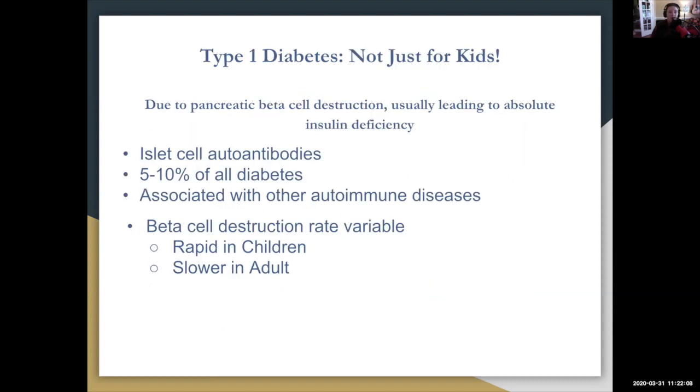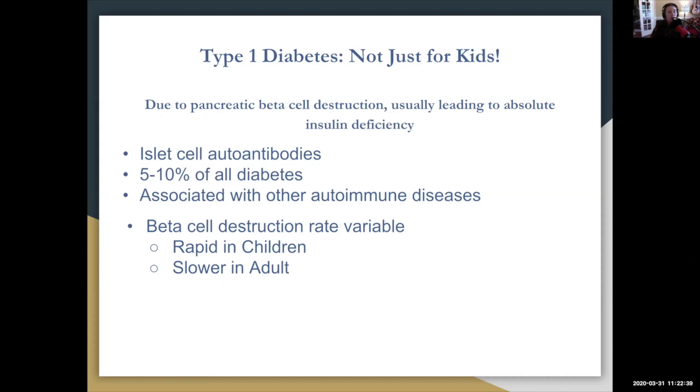All right, now type 1 diabetes. Historically, this was thought of as juvenile diabetes, but the reality is it's not just for kids. And what is it? How is it different than type 2? Well, type 1 involves destruction of the insulin-making cells. Those are the beta cells in the pancreas, and this eventually will produce a complete inability to make insulin. That's an absolute insulin deficiency.